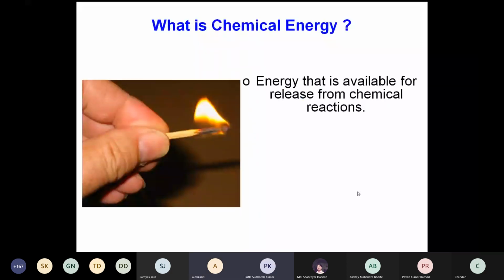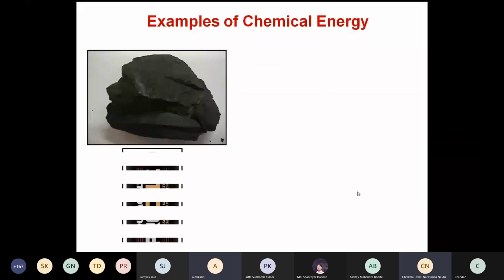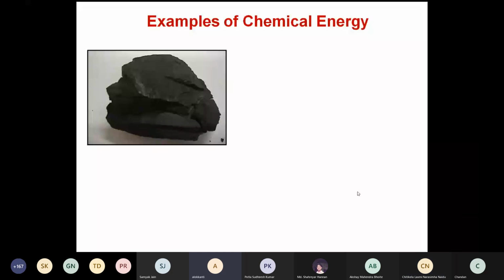Now, again, in short, about chemical energy, which is basically the energy that is obtained by the release of chemical reactions. So if we light a matchstick, we basically get the heat out of burning of some chemicals. The energy stored is obtained in the form of heat. An example of chemical energy is a piece of coal. It contains some energy, and we can only obtain the energy from it by burning it.